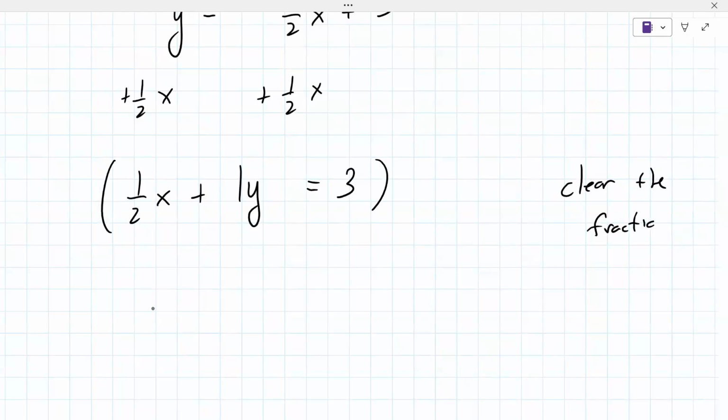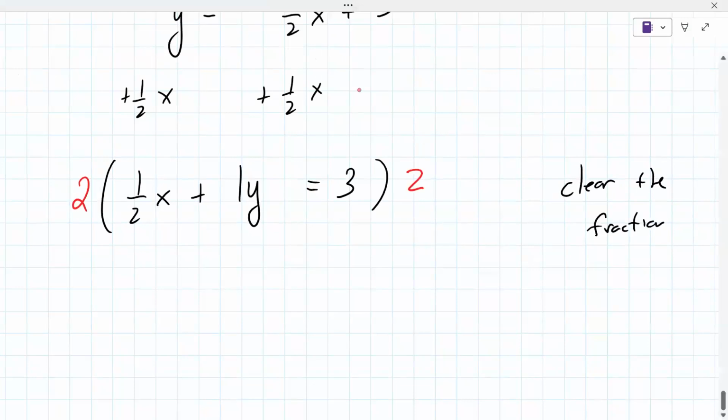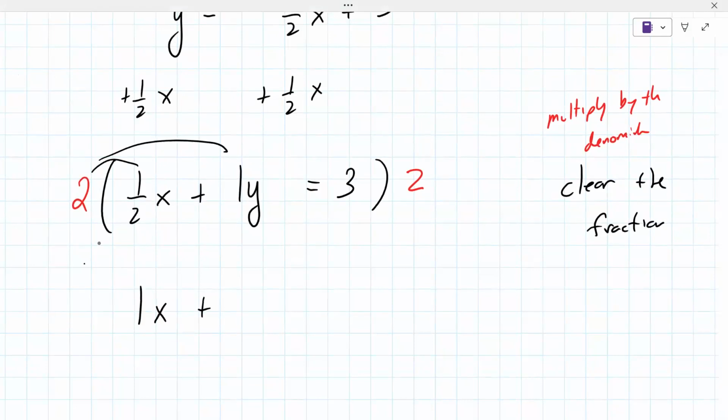Clear the fraction. So you multiply everything by 2. Now, why 2? Because that's the denominator. You always multiply by the denominator. It could be something else, but we'll just keep these examples kind of basic. So when you multiply this in, you multiply to both terms. So it ends up being 2 times 1/2 is 1x plus 2y equals 6. And then you have x and y on the left. A, B, and C are all integers, and A is positive. So we've got it.